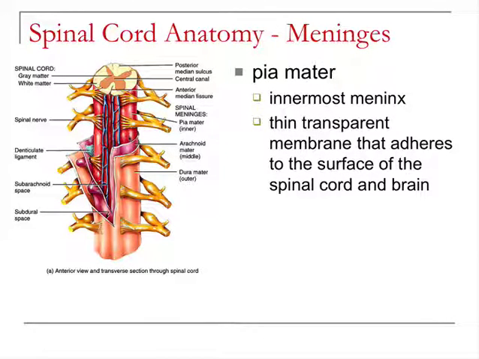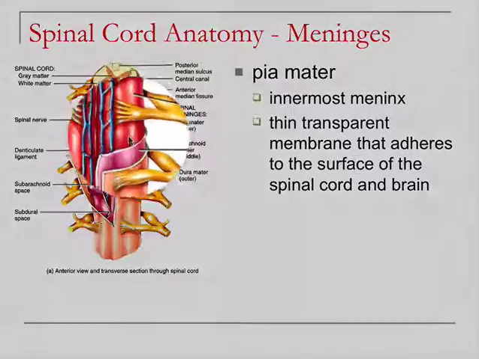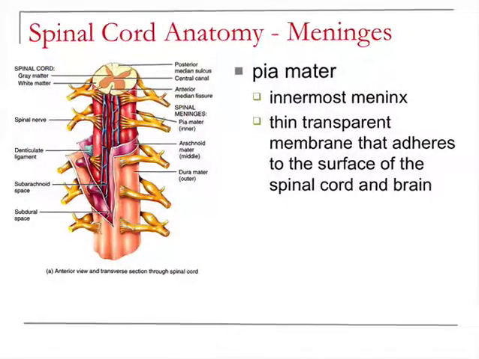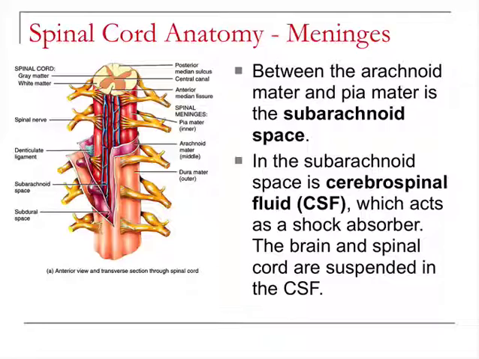The pia mater is the innermost meninx. This is a very thin membrane that adheres to the surface of the spinal cord and the brain. As mentioned earlier, between the arachnoid mater and the pia mater is the subarachnoid space. It's very important to know this next point, and that is that in this subarachnoid space there's a fluid called cerebrospinal fluid. This fluid acts as a shock absorber. The brain and the spinal cord are also suspended in this cerebrospinal fluid, so in essence your brain is kind of floating in the cerebrospinal fluid.